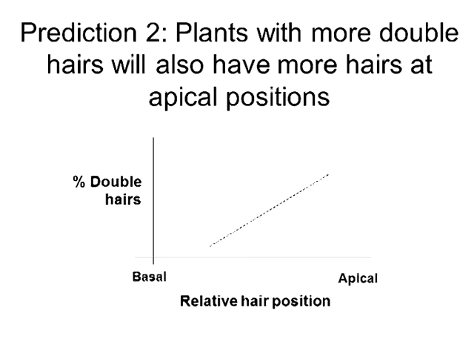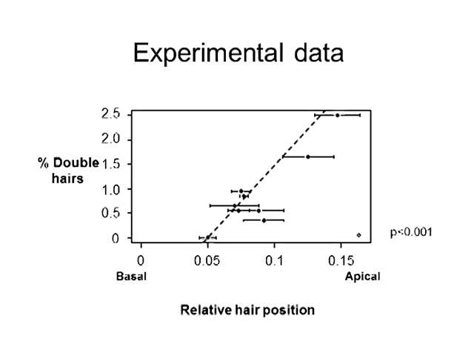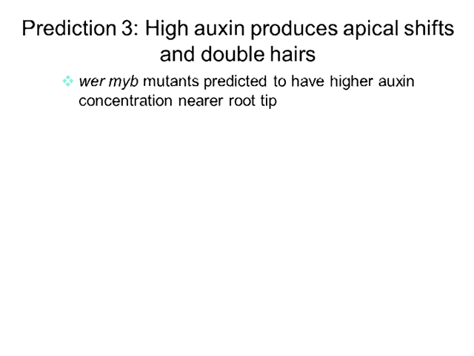Another prediction: plants with more double hairs will also have more hairs at apical positions. So this is where the hair is shifted along the cell. Again, this is nicely satisfied by the historical data so far. Another prediction, this one's a bit more complicated to test: high auxin will produce apical shifts and double hairs.